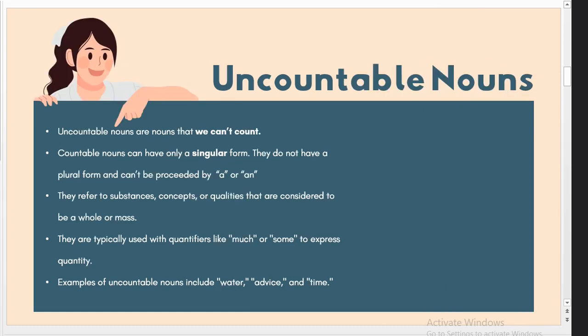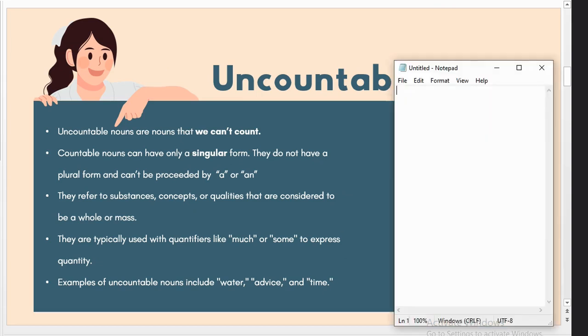Next one is uncountable nouns. Uncountable nouns are nouns that we can't count. Okay, the nouns which we cannot count, like rice. We cannot count rice. There is 10 rice in my plate. We cannot count it. It's impossible to count rice. Sand. We cannot count sand. And one more thing, we cannot use a with sand. I cannot say a sand or a rice. This will be wrong.